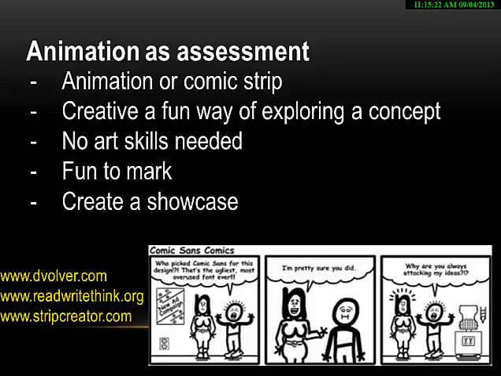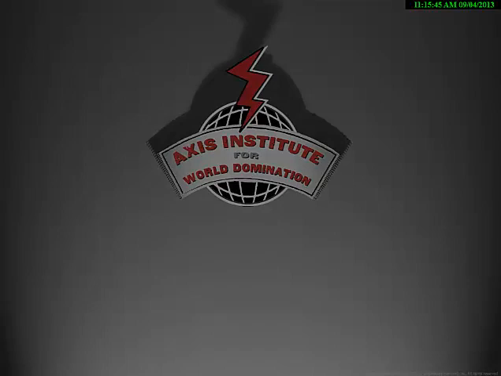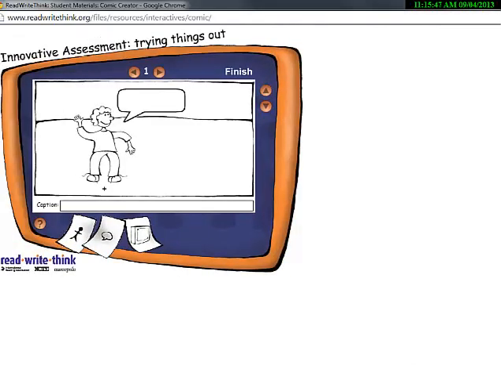So if I get called to cover anything and I haven't got a clue what they've done or where they're up to, I ask them to recap what they've done so far using Strip Creator. They've got 3 strips to try and explain what they've learnt so far to me, pretending that I don't know anything about what they're going on about. It's creative, it's fun, no art skills are needed, and it can be quite fun to mark. And you've got the ability then to create a showcase of achievements so far.